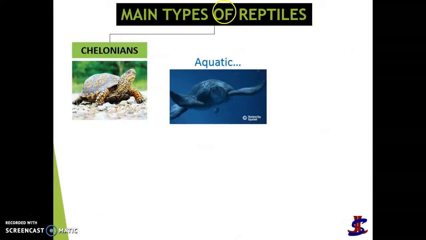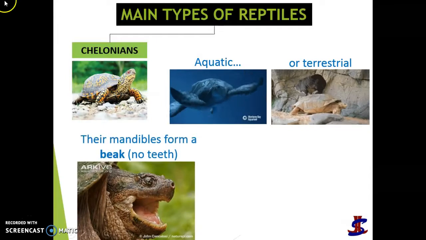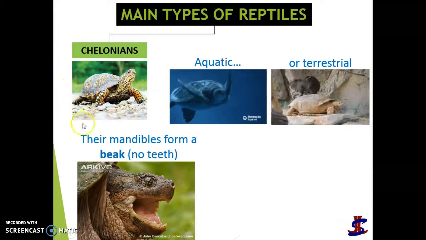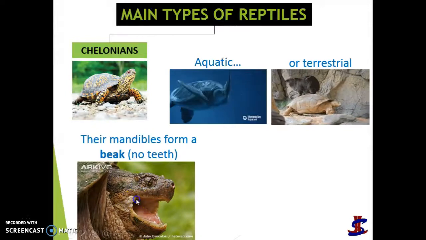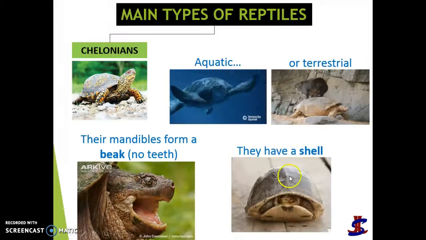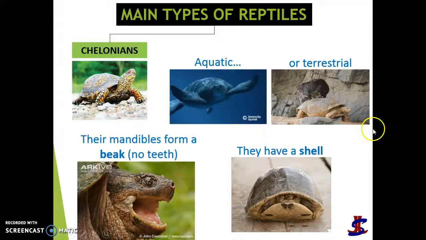Chelonians. They can be aquatic, they can be terrestrial. They don't have teeth. Their mandibles form a beak. You see it here, very clear. And they have a shell, okay, where they can hide, and that protects them.